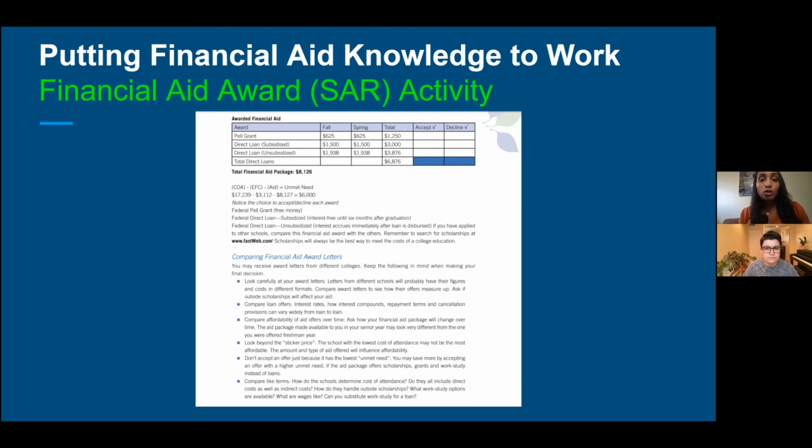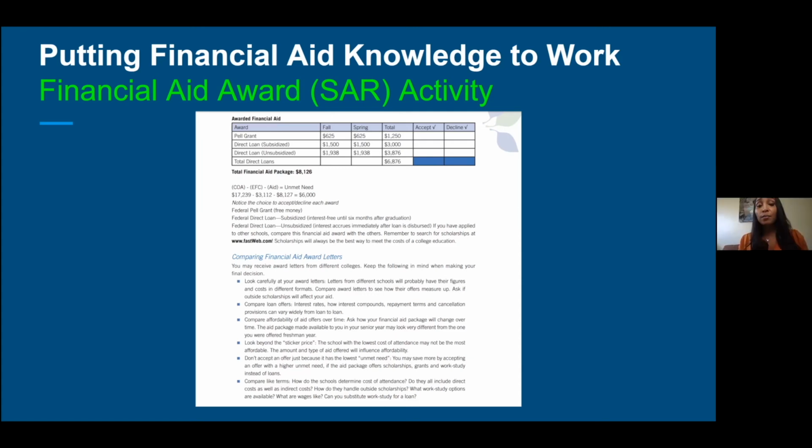Okay. Don't accept an offer just because it has the lowest unmet need. That's very important. You may save more by accepting the offer with a higher unmet need, if your financial aid package includes scholarships, grants, and work study, things that you do not have to pay back. Okay? Do the math. Do the math.